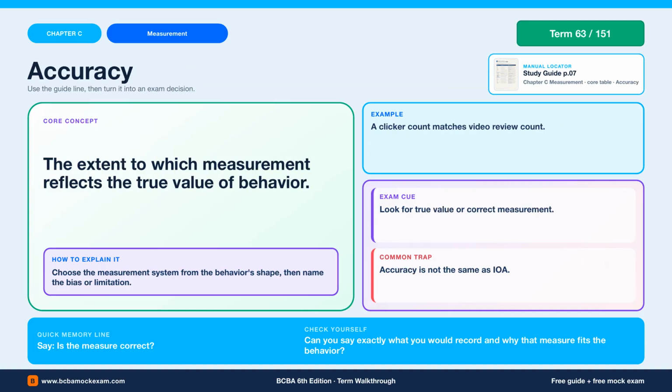Accuracy. Accuracy means the data reflect the true value of the behavior. For example, if the true count is 10 and the recorded count is 10, the data are accurate. The exam cue is closeness to the true value. The trap is confusing accuracy with IOA. IOA is observer agreement. Accuracy is agreement with the actual value. Memory line: Accuracy asks whether the data are correct.